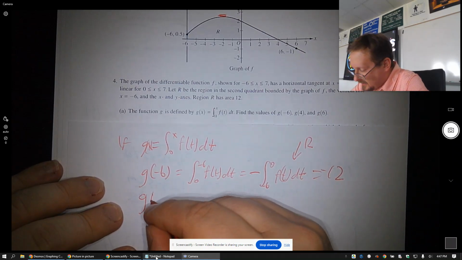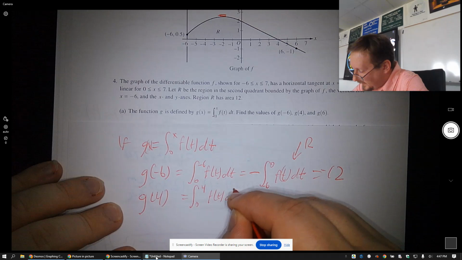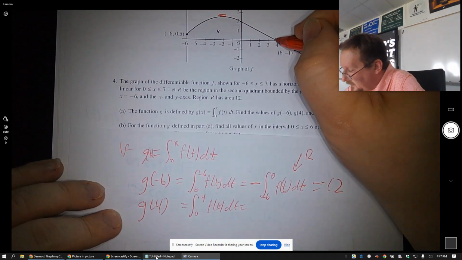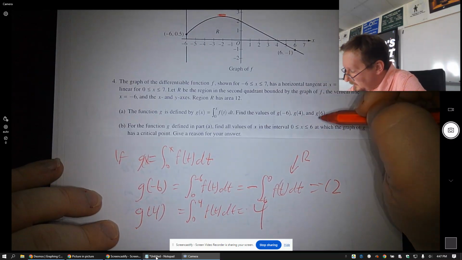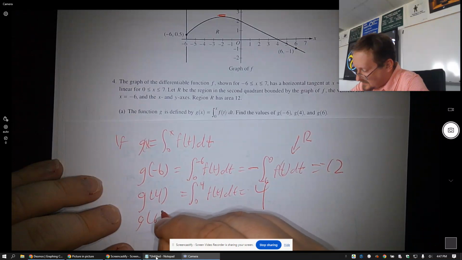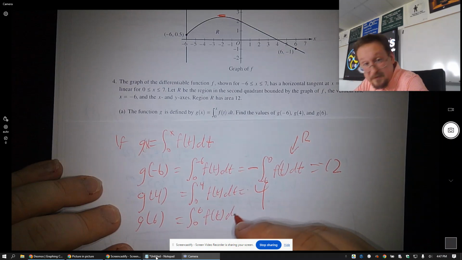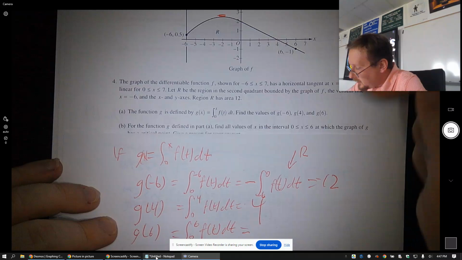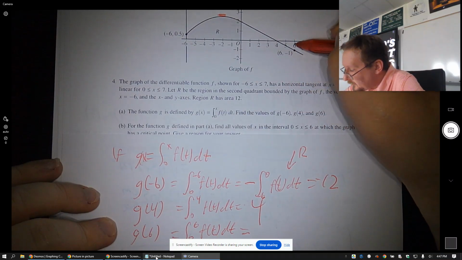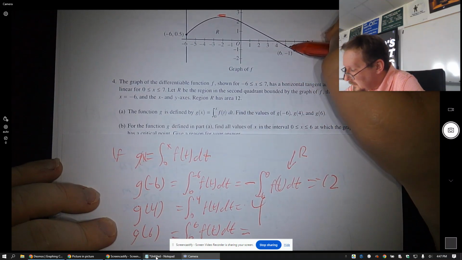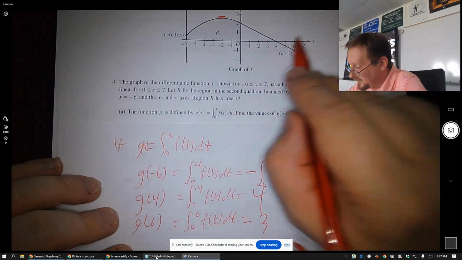Okay, g at 4 is the integral from 0 to 4 of f of t dt, and that's just this triangle, which is 4. And then g at 6 is going to be the integral from 0 to 6 of f of t dt. Are we following along here? We have to take the integral of this triangle, which is 4, and the integral of this triangle, which is negative 1, so that makes 3. All right, so 4 plus negative 1 makes 3.